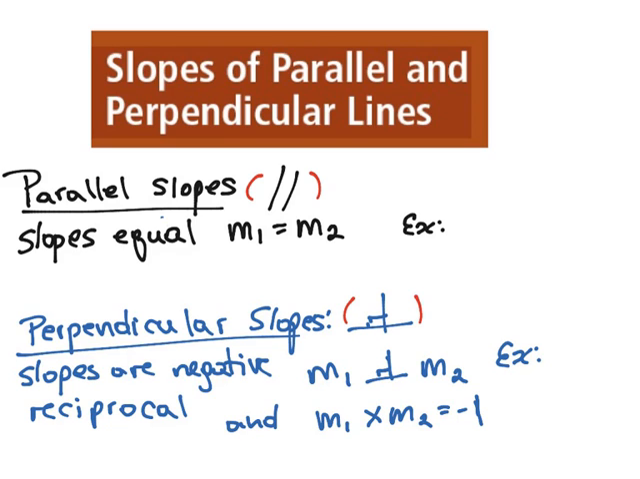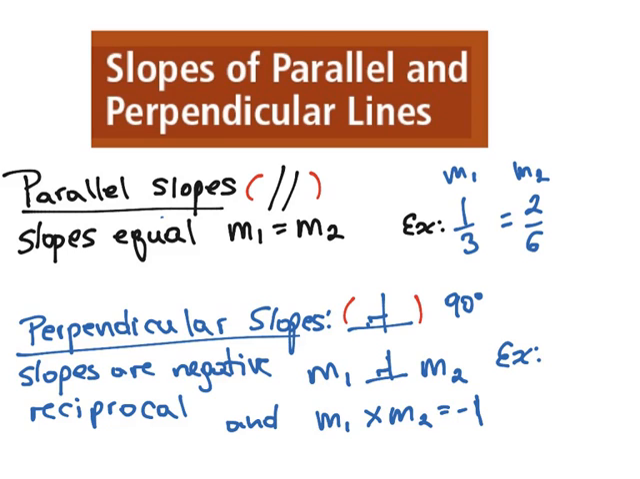For example, we could have a slope of a third, that's slope 1, and we could have slope 2 equivalent to 2/6. Both of these are the same and parallel slopes. Perpendicular slopes, however, are not equal. They meet at a 90-degree angle.